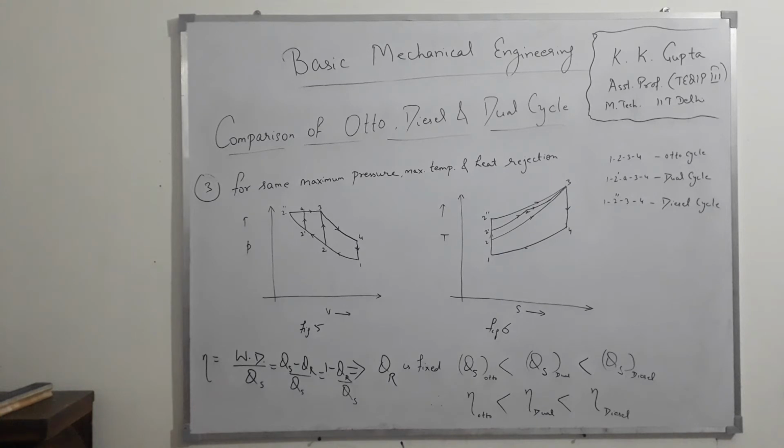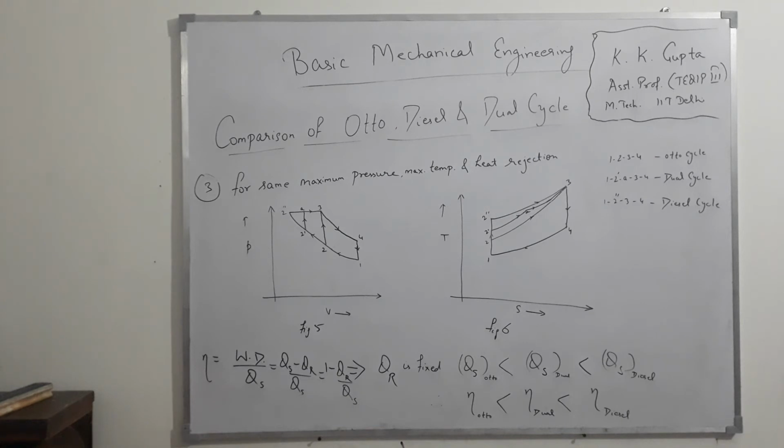Efficiency formula is work done divided by heat supplied, and work done can be written as difference of heat supplied and heat rejection. So efficiency can be written as 1 minus QR divided by QS. QR is heat rejection, QS is heat supplied. Now in our condition heat rejection is fixed. It means QR is fixed. It means the cycle having maximum heat supplied will have maximum efficiency.